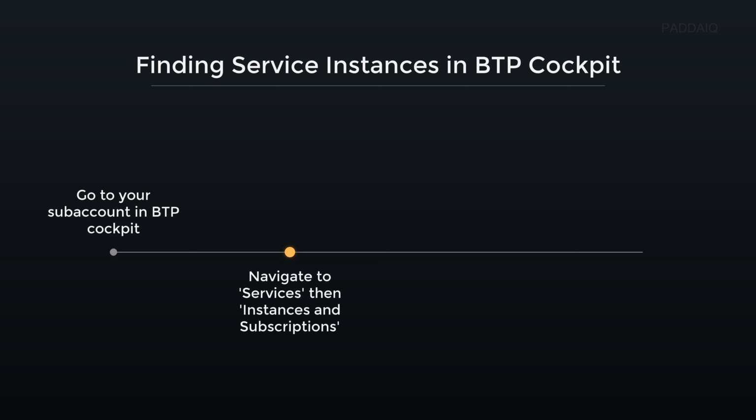Navigate to Services, then Instances and Subscriptions. This means you go to the Services section in the BTP cockpit and select the option to view all your active service instances. For example, to check your SAP HANA Cloud instance, you would follow these steps. This is the standard way to locate and manage your services in the cockpit.